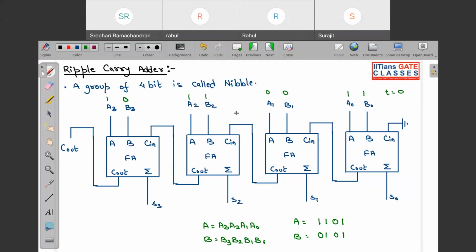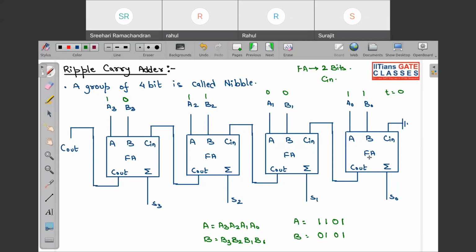I have applied all the inputs initially. Now look at this state. Any full adder has 3 inputs: 2 input bits and 1 carry input. Over here, initially Cin is equal to 0. So at t equal to 0, I have all 3 inputs of this adder.